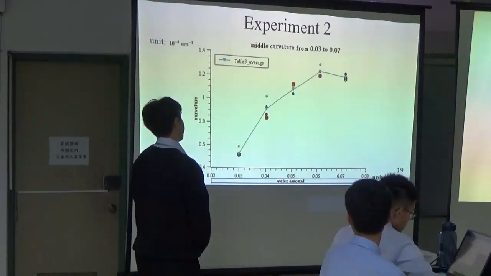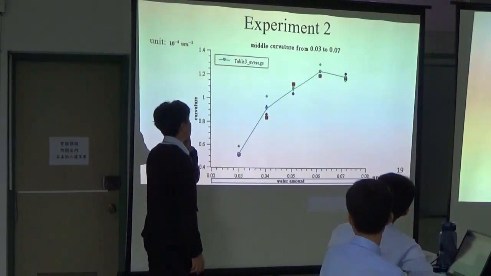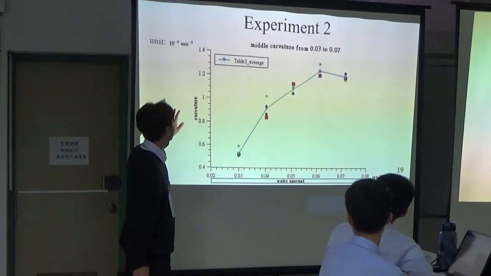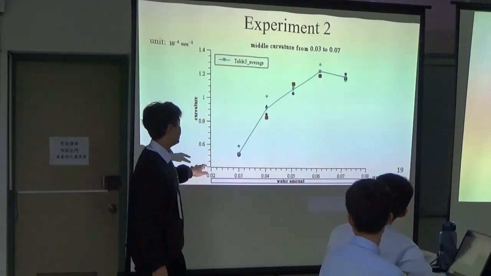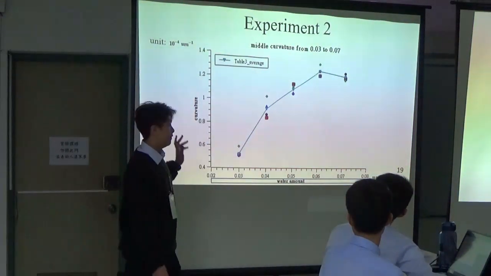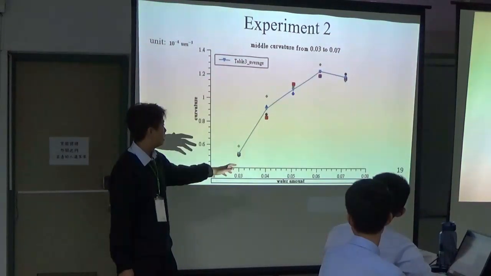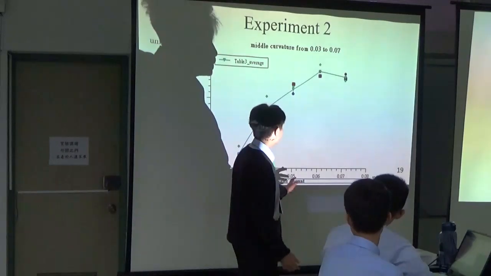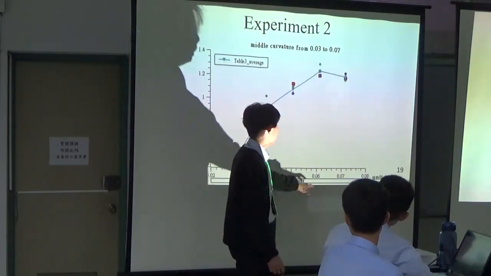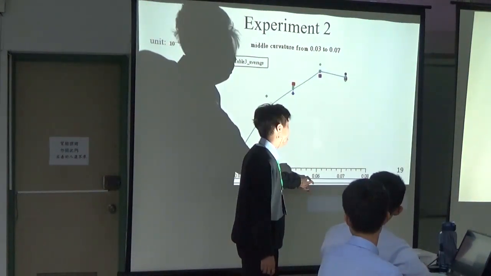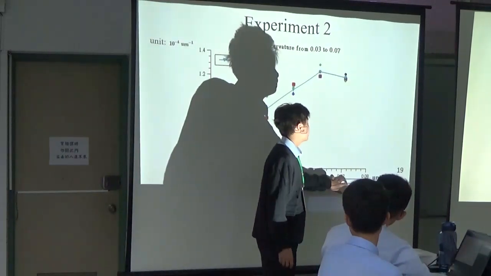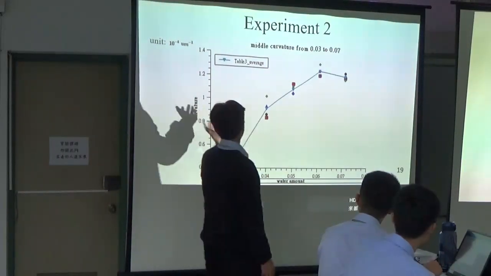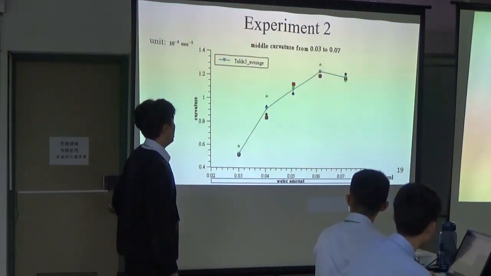As for the experiment, below the x-axis is the milliliters of the water amount, and this is the curvature. As you can see, as the water amount increased, the curvature also increased. But the interesting point is here. The biggest curvature is actually at 0.06 milliliters. When it comes to 0.07, the curvature actually decreased. So it's not as high a curvature as at 0.06.